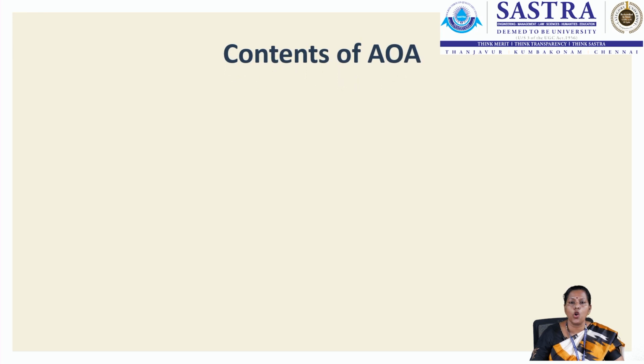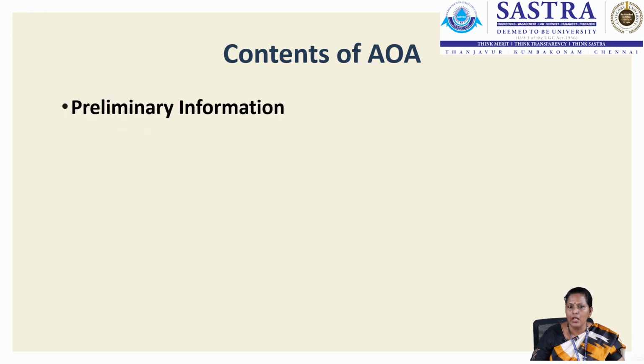Next, let's look at the contents of the article of association. By and large, the article of association of any company has this information. They can also have any other relevant information which they think is applicable to them. First is the preliminary information. Under preliminary information, the company would be giving the details about its name and the place in which it is situated.